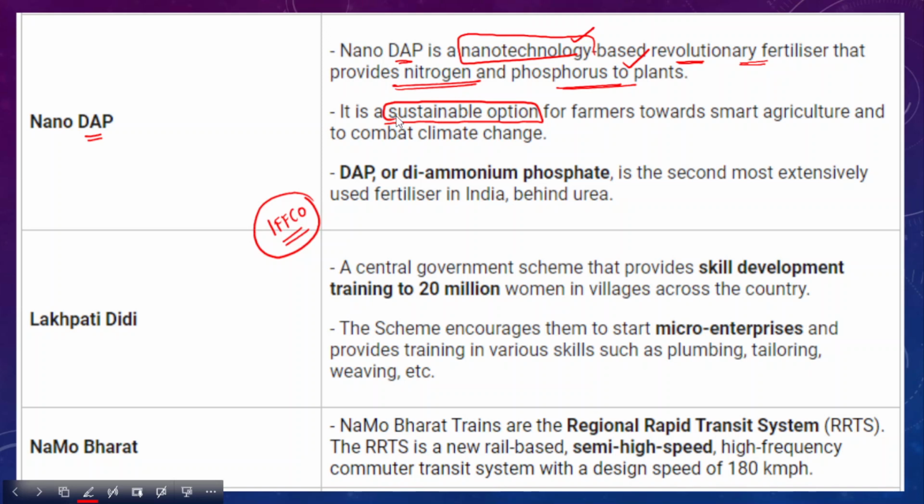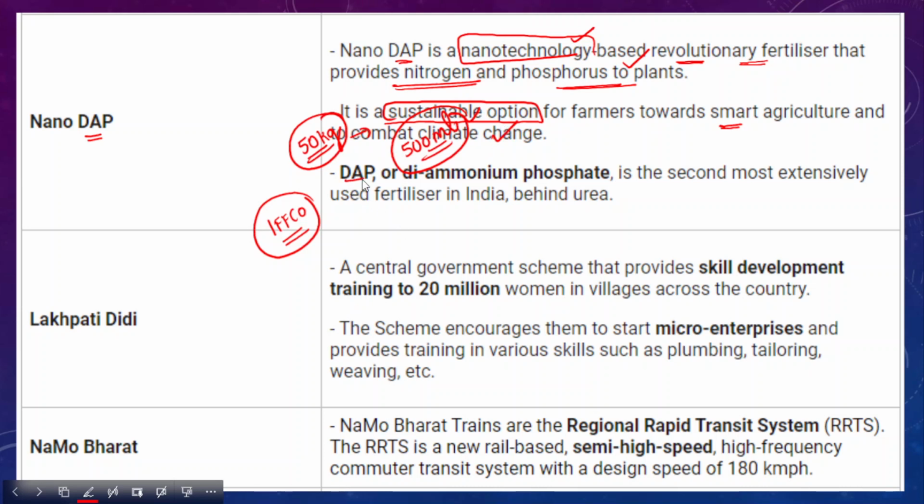Now if you look at nano DAP, it is a sustainable solution compared to existing fertilizers, for example urea or DAP. Where a 50 kilogram bag is needed, nano DAP is less than just 500 ml. So 500 ml will be mixed with water and just sprayed on crops. Therefore it will be considered a sustainable option for the farmers towards smart agriculture, and it will also help combat climate change.